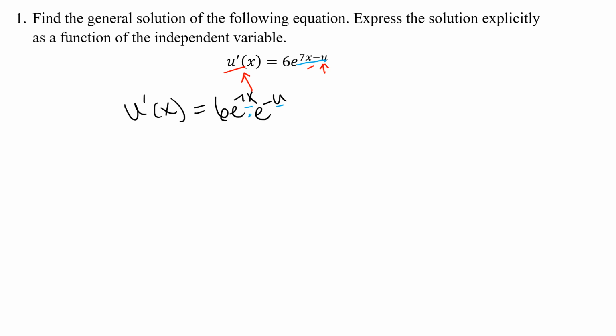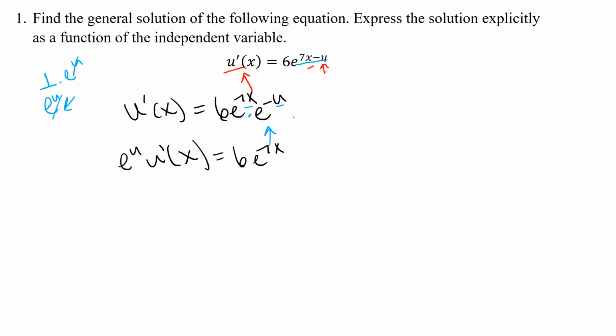Now we want to, again, put everything that has a u on one side and everything that has an x on the other side. This e to the negative u is the same thing as saying 1 over e to the u, right? To get rid of that, we're simply going to multiply both sides by e to the u, because if we do that, the e to the negative u on the right-hand side is going to go away. All right, and now we're just left with 6 times e to the 7x on the right side.